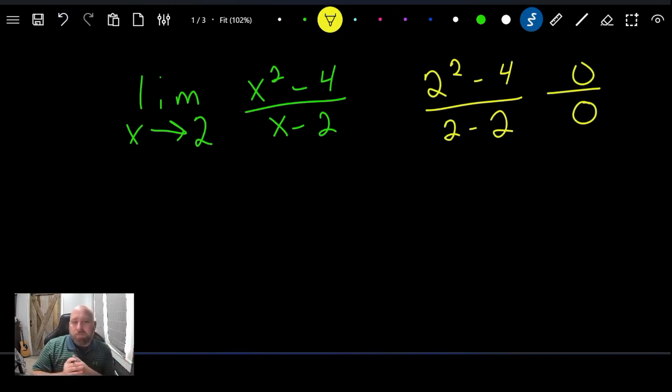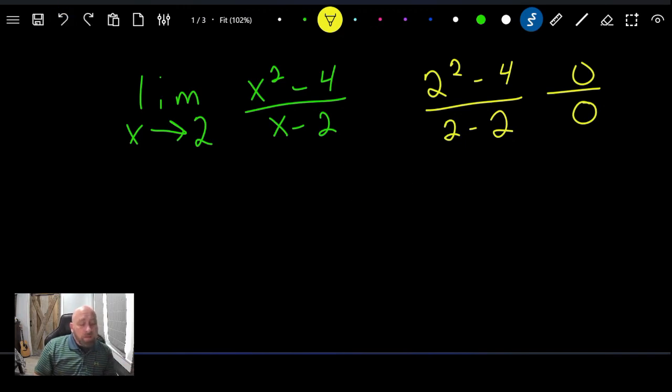0 over 0 isn't really an answer. It's undefined. We don't know what it is. Take 0 and divide it by 0. That doesn't make any sense. So in other words, when we look at this right here, we would say that this is undefined if we're using what's called the substitution method.